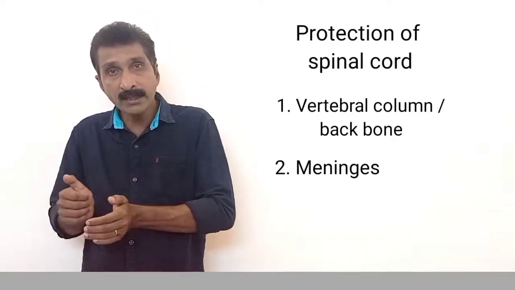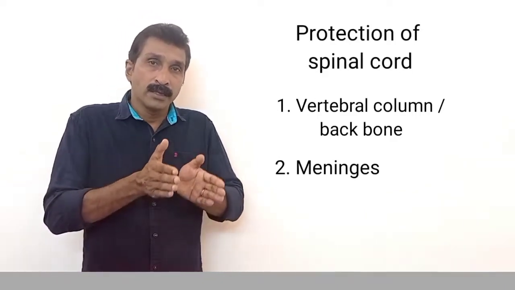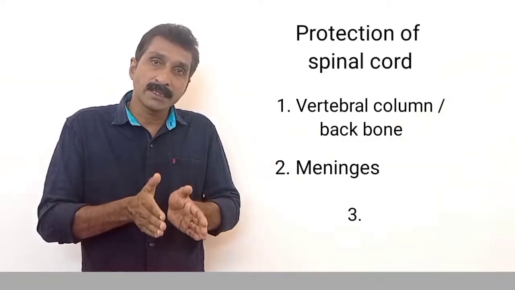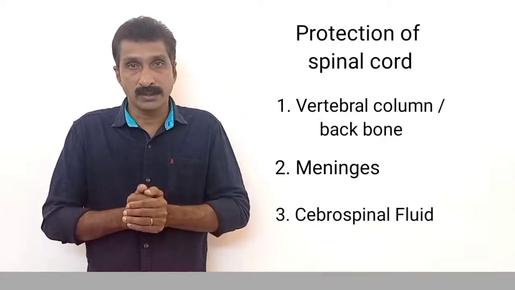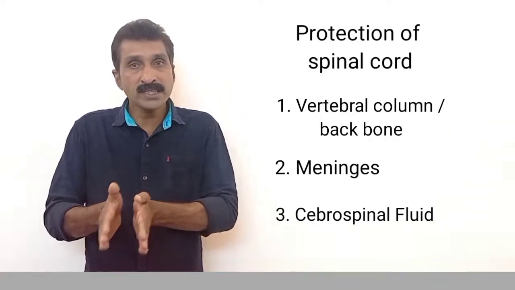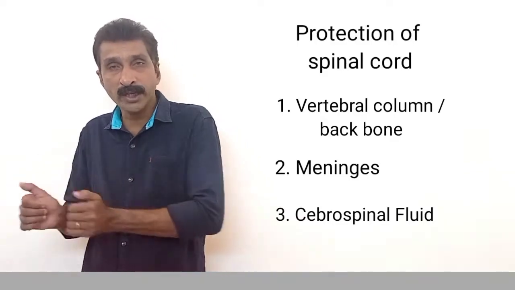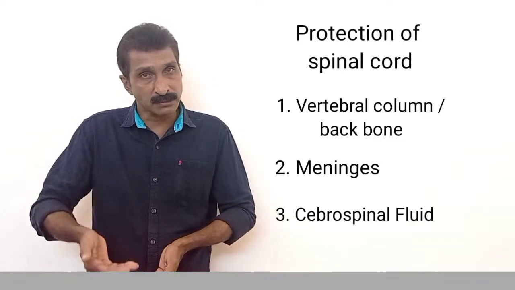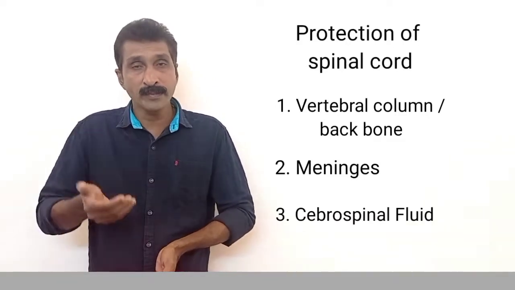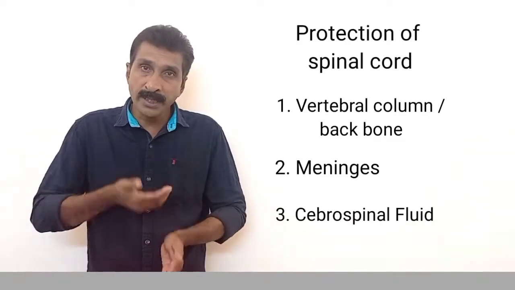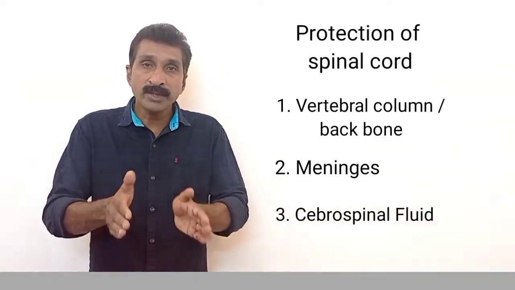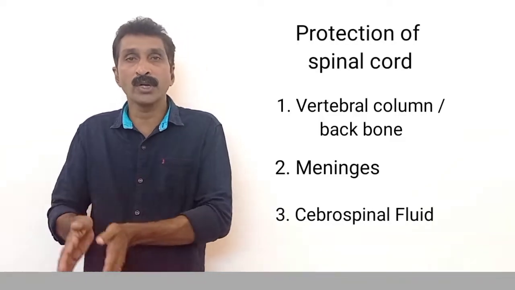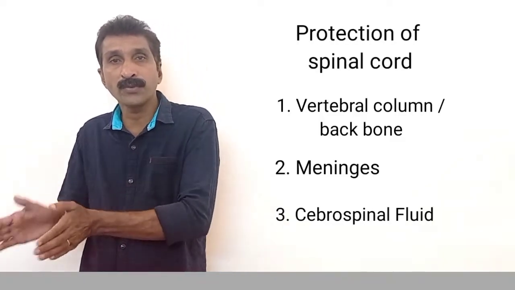And like the brain, the spinal cord is also protected by cerebrospinal fluid. So these are the three ways by which the spinal cord is protected. It is protected inside a bone called the backbone or vertebral column, a three-layered membrane called the meninges, and in between the layers of the meninges a fluid is present, and that is called cerebrospinal fluid.